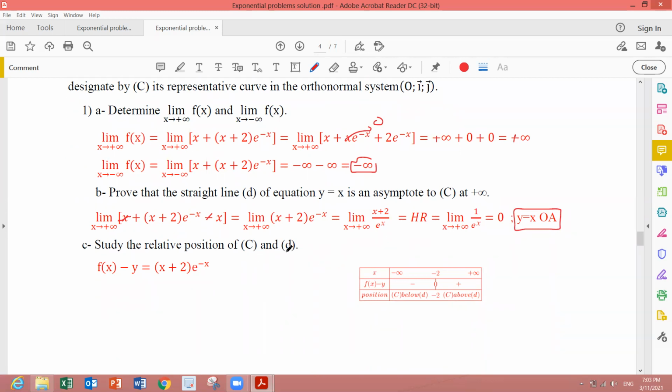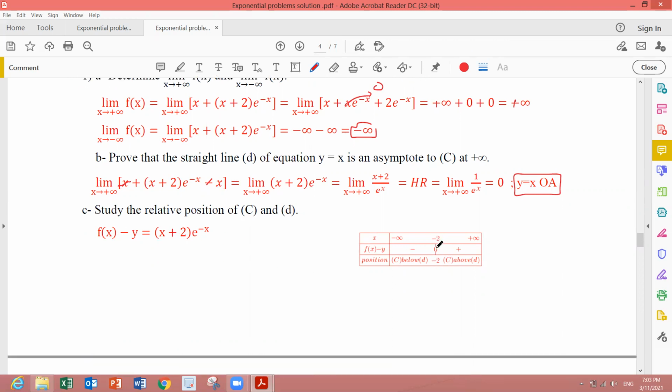Study the relative positions of C and D. f(x) minus y equals (x plus 2) e to the minus x. We solve it equal to 0, so x equals minus 2. Negative, positive: negative means C is below D, positive means C is above D. The point of intersection is at x equal to minus 2.